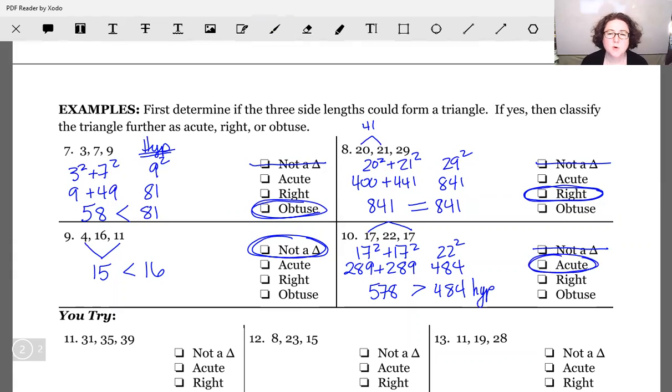Okay, go ahead and pause the video and try out examples 11, 12, and 13. You'll probably have one of each, but you never know. So you want to go all the way through your process to figure that out.